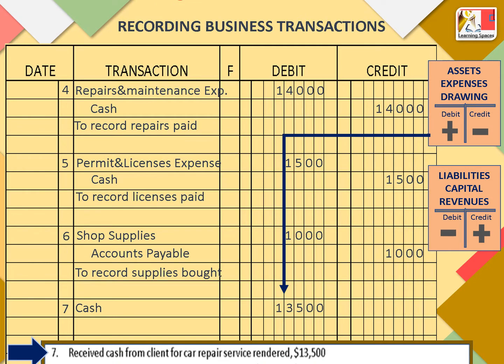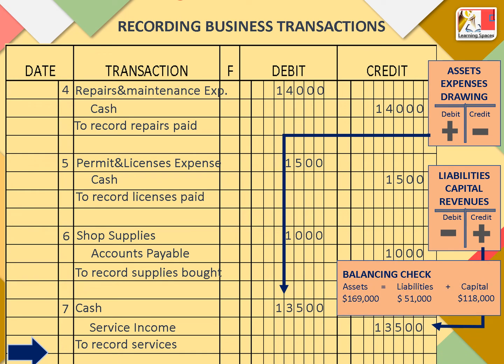For the other side, a revenue account called service income is increased, also by $13,500. The accounting rule is very basic. Whenever a revenue account is increasing, plot the amount on the credit or right side.